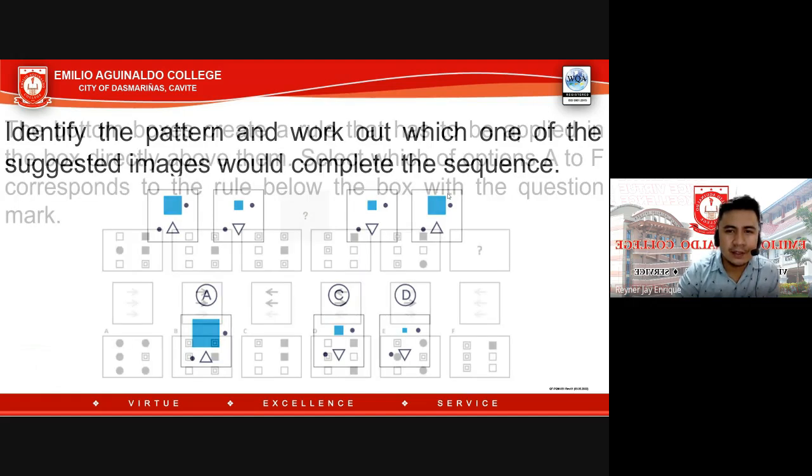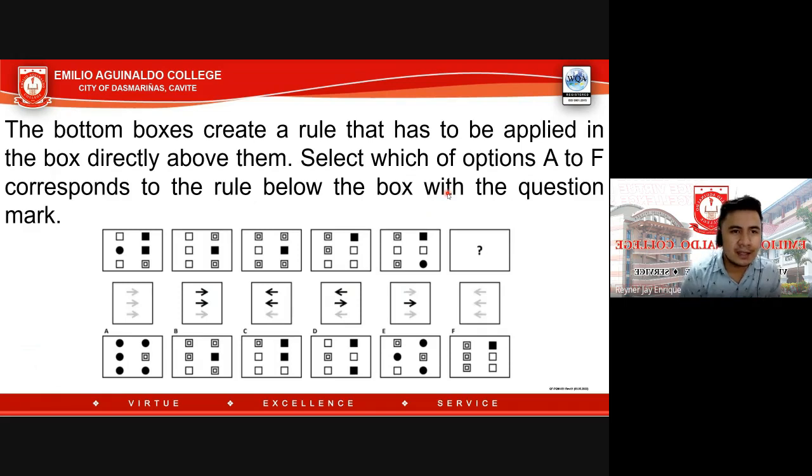Okay, this one. Example: the bottom boxes create a rule that has to be applied in the box directly above them. Select which of options A to F corresponds to the rule below the box with the question mark. Okay, so this one is what we're looking for. This is the rule that we are talking about, and this rule applies to this image. So before you answer, make sure that you analyze the rules first that are being applied in this picture.